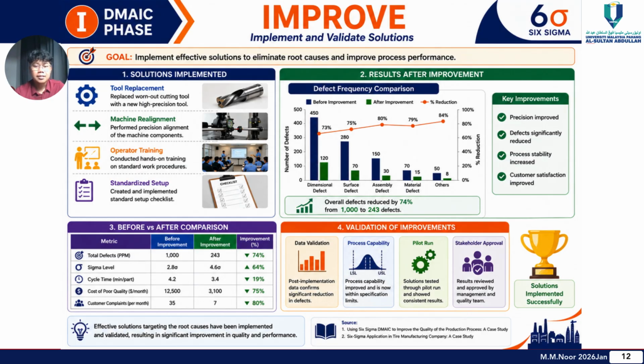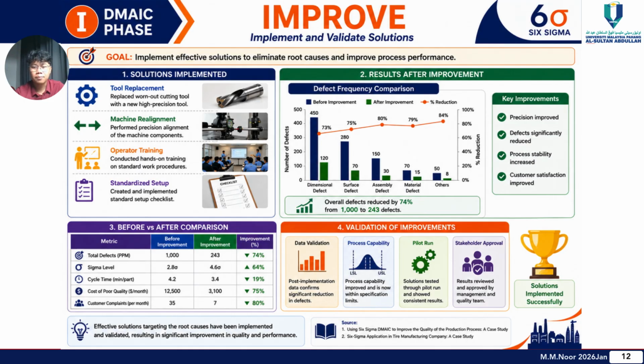And next, in the center section, you can see the result after improvement chart. The graph compares defect frequency before and after improvement. We can clearly see that the defect number decreased significantly after implementing the solution. The table below also shows the performance of improvement.